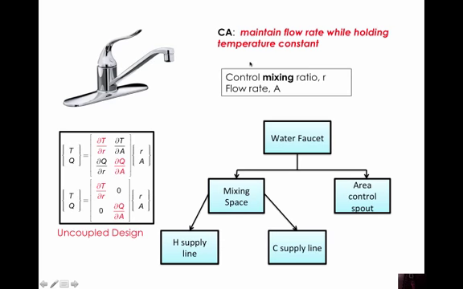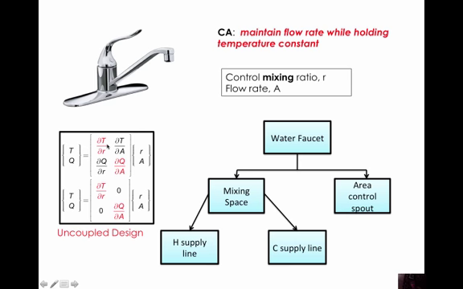So let's look at another one where we can actually get some decoupling. We still have our water faucet, but let's change the way we look at this problem. Let's look at it as a mixing problem instead of a flow rate and temperature problem. And so we want to control the mixing ratio, which we've called R, and the flow rate we're going to control with A. So we're still trying to control temperature and flow rate, but we're looking at mixing and controlling the area of the faucet.